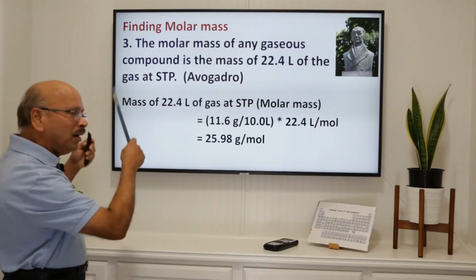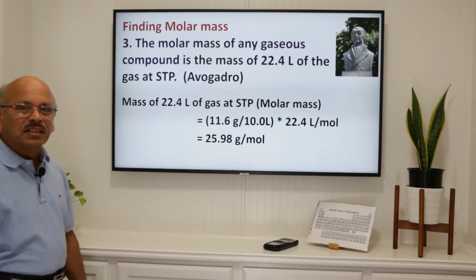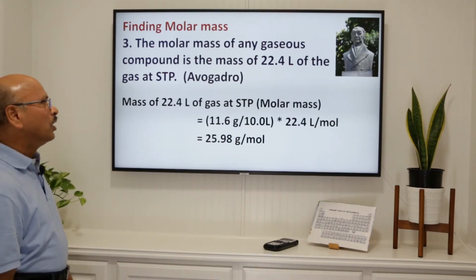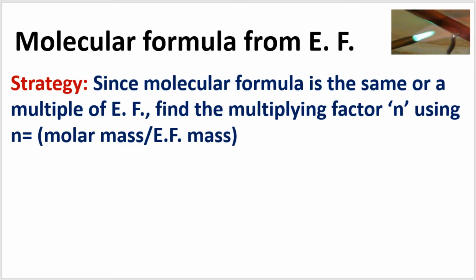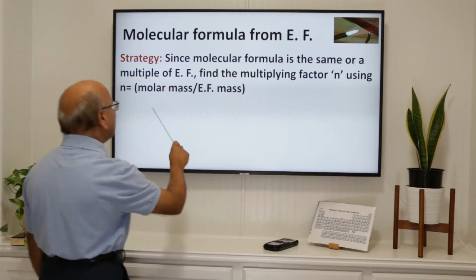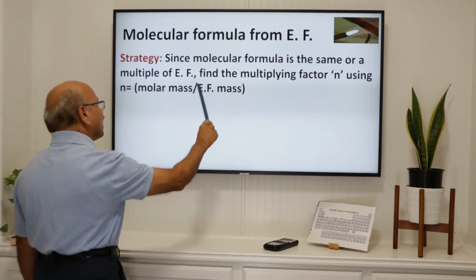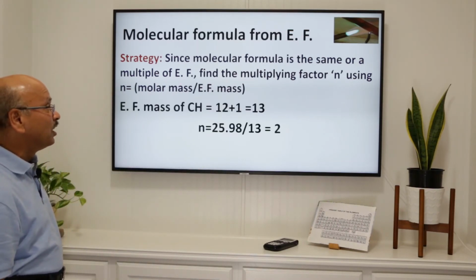Once we have the empirical formula and the molar mass, what's the next step? Find the molecular formula. What's the idea? We know the molecular formula is the same as or a multiple of the empirical formula. So the multiplying factor n can be found by what? Molar mass divided by the empirical formula mass. We already did this in another problem, so we can easily do it.